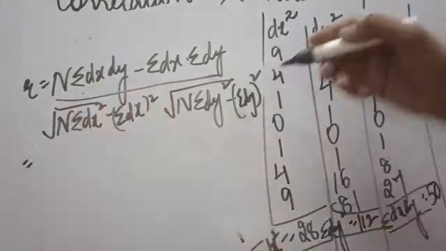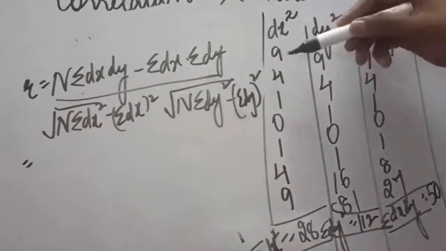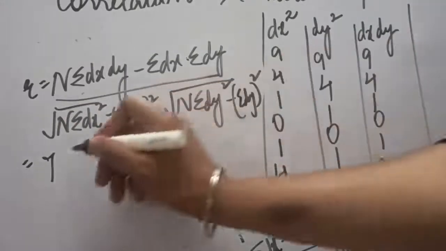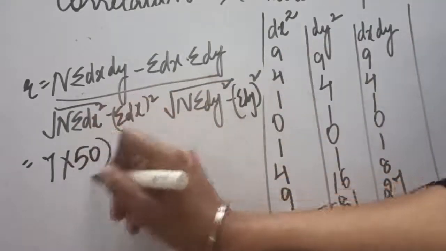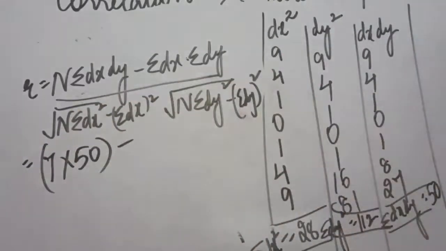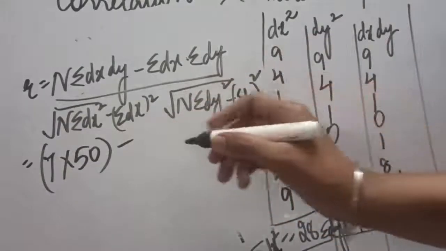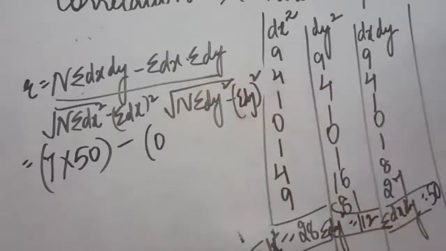Now n is the number of observations. As I told, this is an individual series. So 7 observations are there. Sigma dx dy is 50, so I am putting this value here. Minus sigma dx. If you see the question, sigma dx comes out to be 0. And sigma dy comes out to be minus 8.